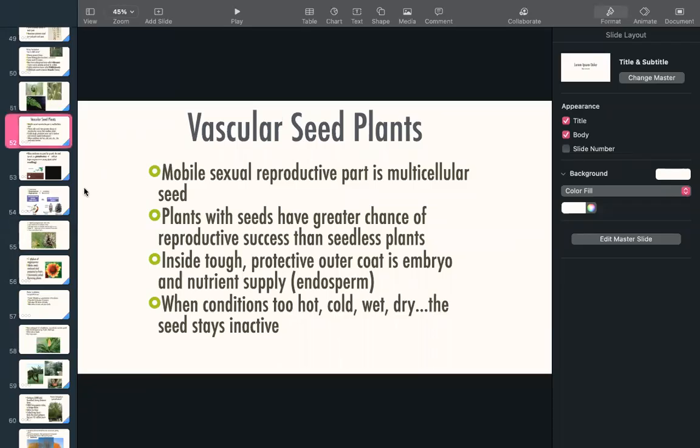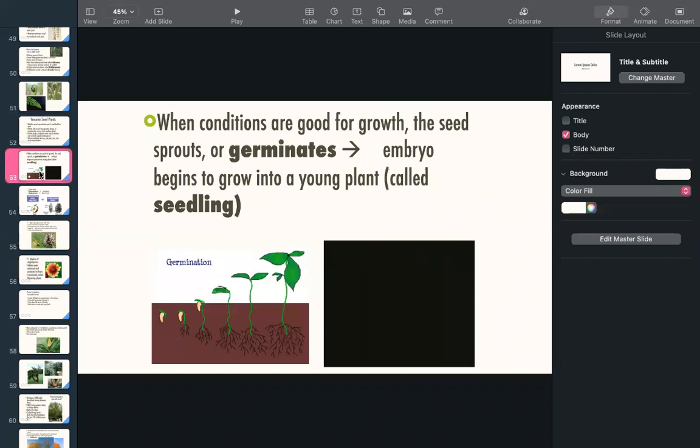And finally, we have the vascular seed plants. The main reproductive structure is the diploid seed, the already fertilized embryo that's inside of a hard protective coat, including the very nutritious endosperm, which is going to feed the embryo until the conditions are right for germination.